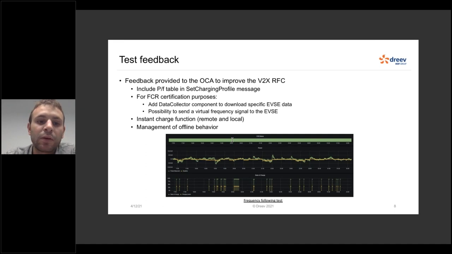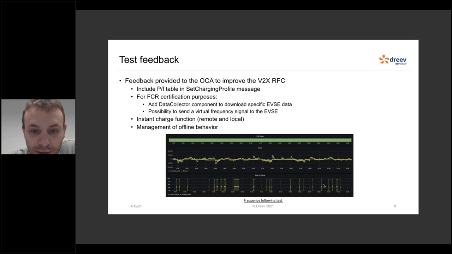So just quickly speaking, the main modifications that we proposed are, specifically, some modifications for the certification processes that you need to take and you need to pass with your fleet if you want to provide FCR frequency regulation services with the TSO. The instant charge function, which enables a customer to request either remotely with a mobile application or locally with the charging station HMI an instant charge with the charging station, meaning that the customer wants to opt out of the V2X service and he or she wants her car or his car to charge at the maximum power available right now. And some feedback about the management of offline behaviors.